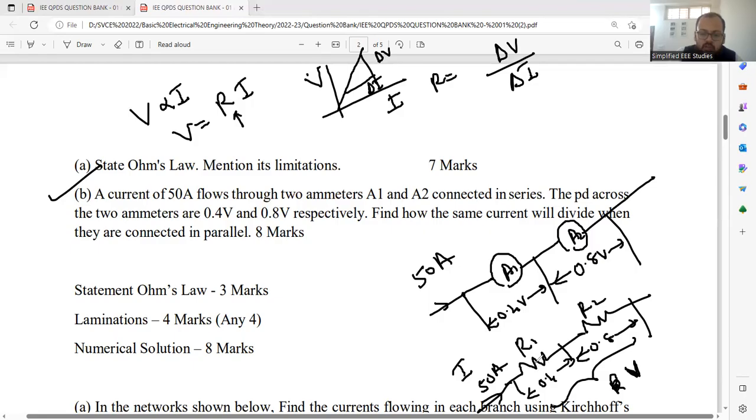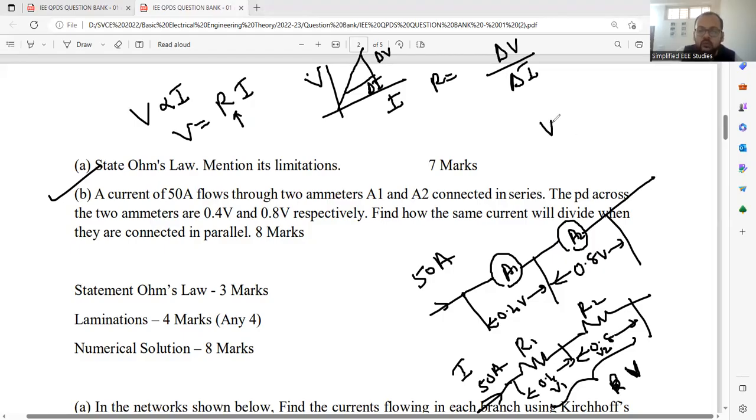The voltage across R1 and the voltage across R2 can be calculated. 0.4 plus 0.8. Fine, that can be done. Now the thing is, we do not know the values of R1 and R2. How to calculate the values of R1 and R2? Anyway, let us call this V1 and this V2. Voltage across R1 is V1, voltage across R2 is V2.